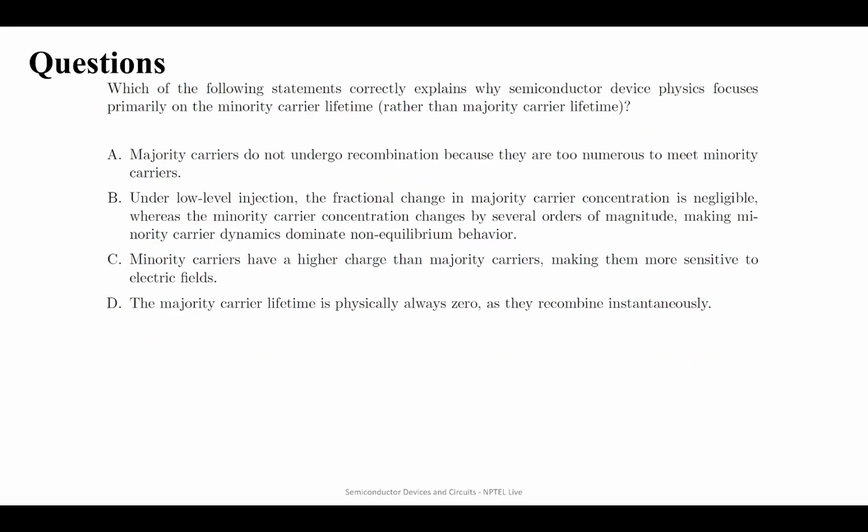Which of the following statements correctly explains why semiconductor device physics focuses primarily on minority carrier lifetime rather than majority carrier lifetime? Majority carriers do not undergo recombination because they are too numerous to meet minority carriers. Under low-level injection, the fractional change in majority carrier concentration is negligible, whereas the minority carrier concentration changes by several orders of magnitude, making minority carrier dynamics dominate non-equilibrium behavior. Minority carriers have a higher charge than majority carriers, making them more sensitive to electric fields. The majority carrier lifetime is physically always zero, as they recombine instantaneously.